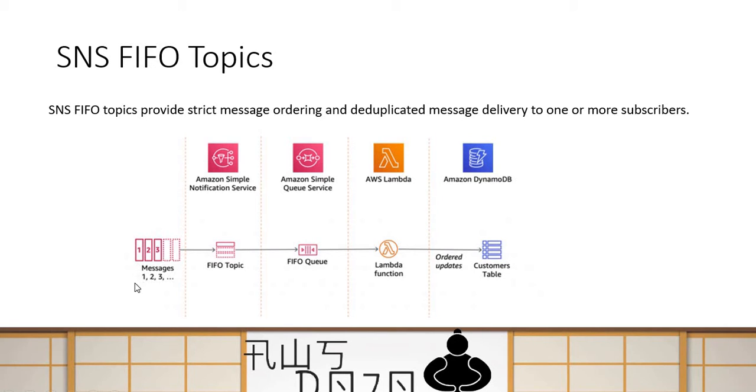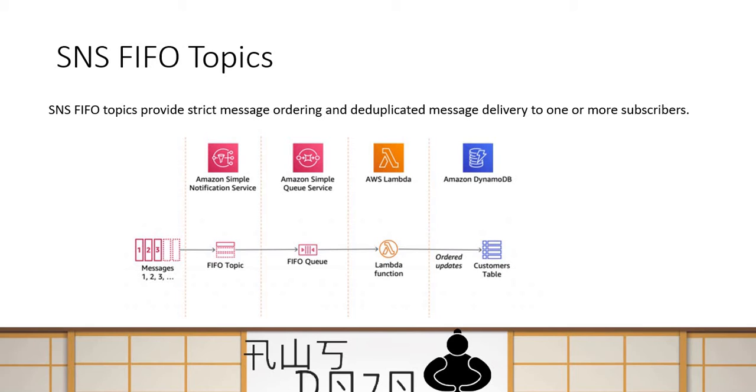So what happens is when you submit the order messages in a certain sequence, the FIFO topic will send them to the FIFO queue subscriber in the same sequence. And then when this Lambda function is called, since this is also a FIFO queue, it will do the ordered message processing in the same sequence. Those orders will be updated to the customer table in the same sequence. So you can create an ordered processing pipeline like this.